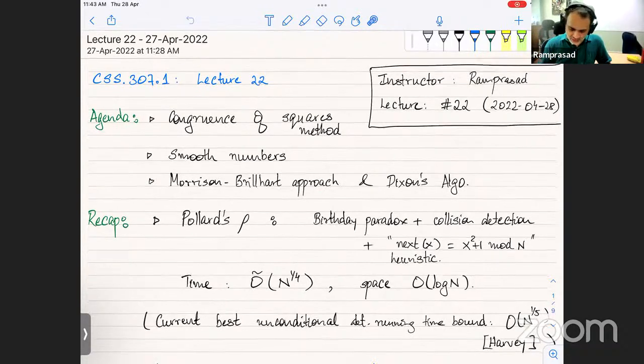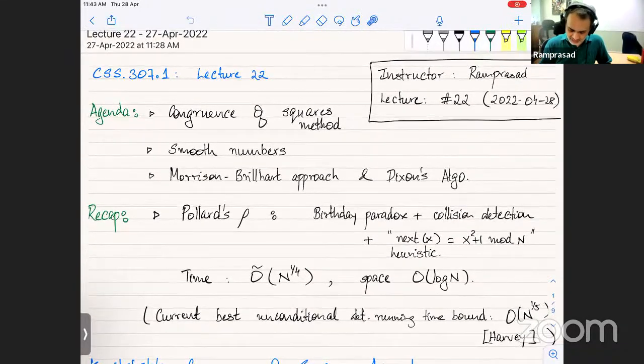I do want to mention, because I forgot the reference last time, that if you ask, okay, I don't want these heuristics, I want a rigorous running time analysis, and I want a deterministic algorithm with such an analysis, what's the best algorithm? Turns out there is an order n to the 1/5 algorithm due to David Harvey. This is a fairly recent algorithm for factoring. So in terms of deterministic, rigorous running time algorithms, this is the best.